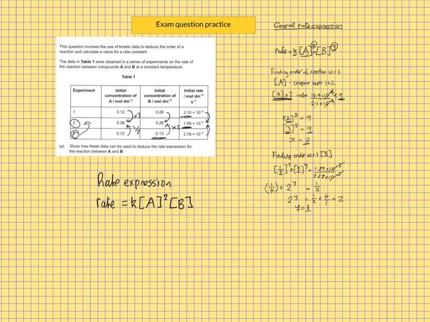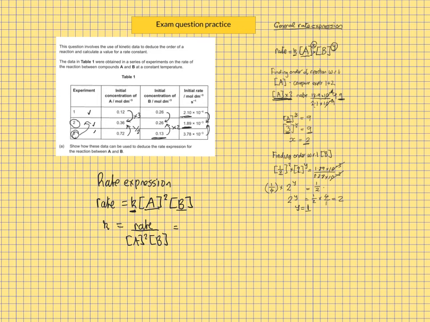We now have our rate expression, and now we need to find the value and the units for our rate constant K. So as we looked in the last part of the video, we need to rearrange this equation to isolate K on its own, and that involves dividing both sides by the concentration of A and B. And now therefore the rate constant K is equal to the rate divided by the concentration of A squared times the concentration of B.